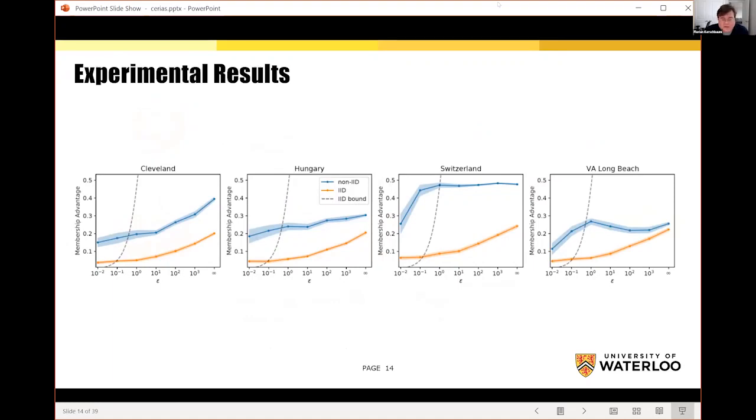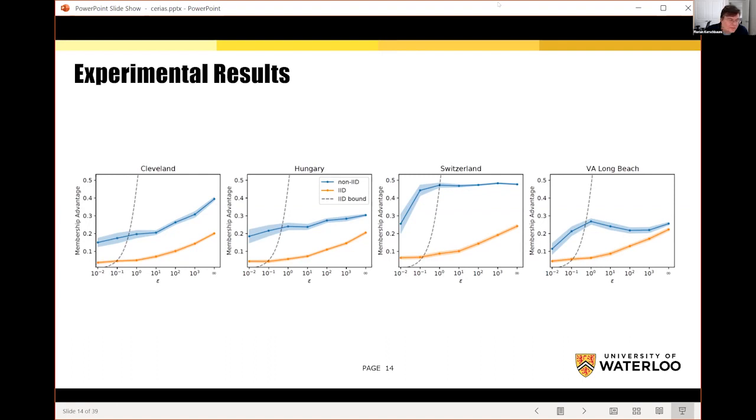So this is a specific membership inference attack. It's actually a slightly improved membership inference attack over Yeom's original proposal, but it is the same algorithm that Yeom et al. suggested. And we have here 4 data sets from 4 hospitals from different regions of the world. And those are 4 very similar data sets. We trained the same classifier for heart disease prediction on all 4 data sets. And the non-IID is in blue and the IID is in orange. And the IID bound by Yeom et al. is just depicted as this dashed line.